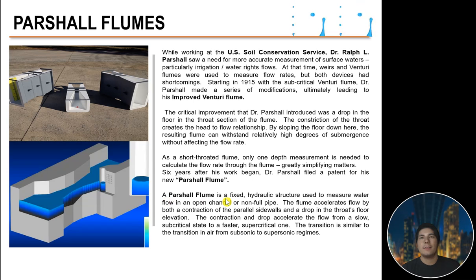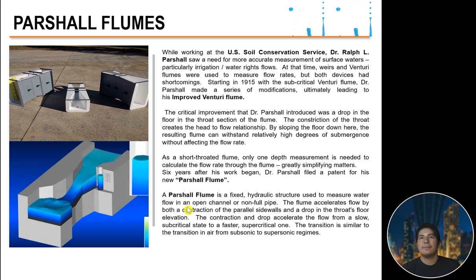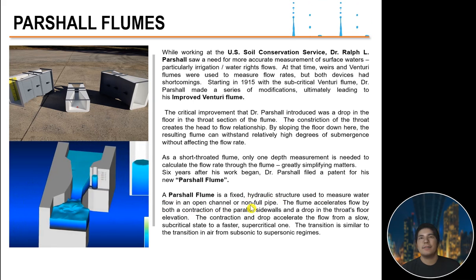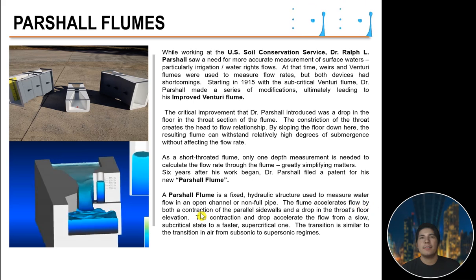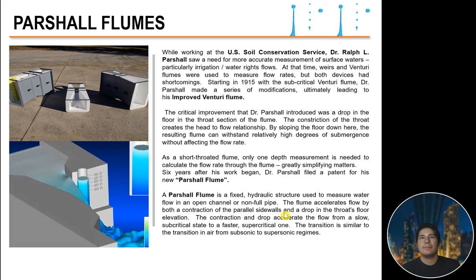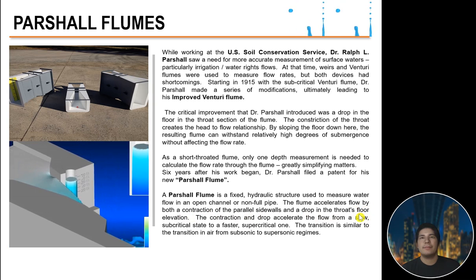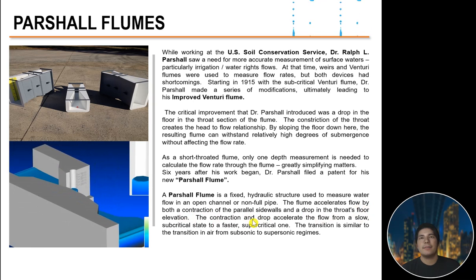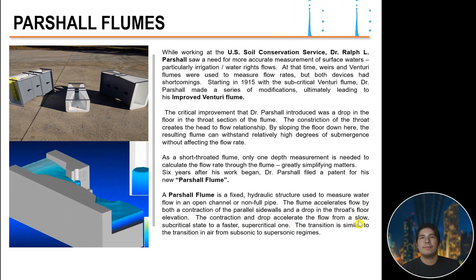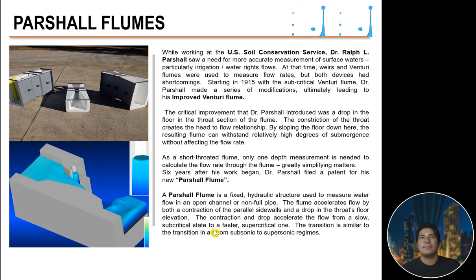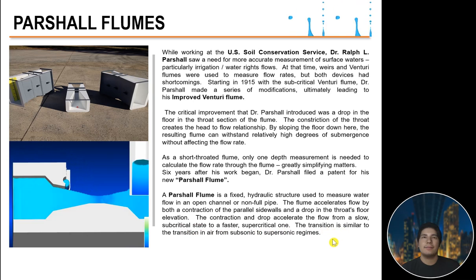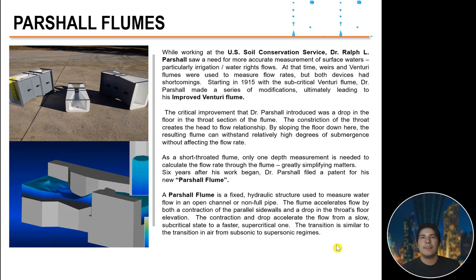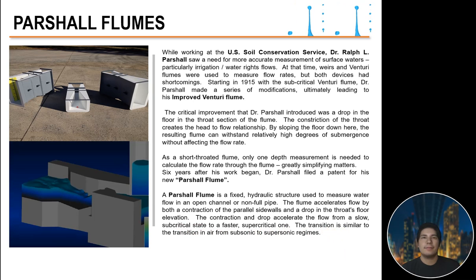So a partial flume is a fixed hydraulic structure used to measure the water flow in an open channel or non-full pipe. The flume accelerates flow by both a contraction of the parallel side walls and a drop in the throat's floor elevation. The contraction and drop accelerate the flow from a slow subcritical state to a faster supercritical one. The transition is similar to the transition in air from subsonic to supersonic regimes.